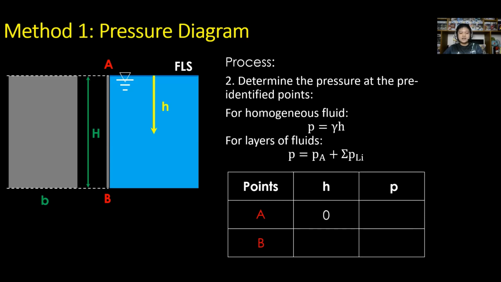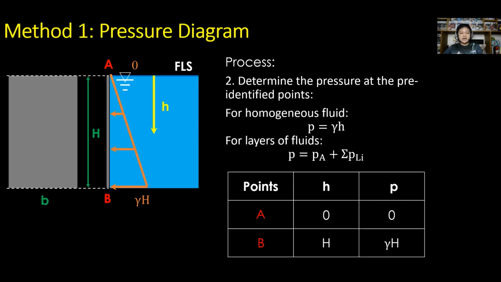At point A, since it is at free liquid surface, H is equal to 0. And at point B, H is equal to H. For P, at point A, P is equal to 0. And at point B, P is equal to gamma times H. Assign pressure values, so 0 at A and gamma times H at B. Draw the pressure diagram for pressure. It is uniformly increasing as the depth increases.